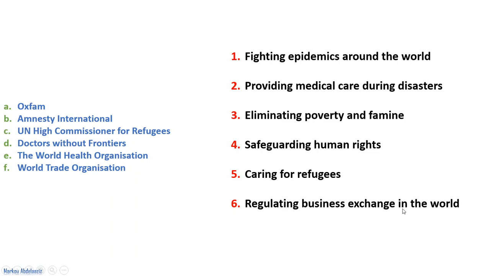Regulating business exchange in the world. So this organization deals with business exchange around the world, and we go one by one. For example, we have here Oxfam, which has to do with eliminating poverty and famine. Then we have Amnesty International. Can you guess what it deals with? It safeguards human rights, okay.